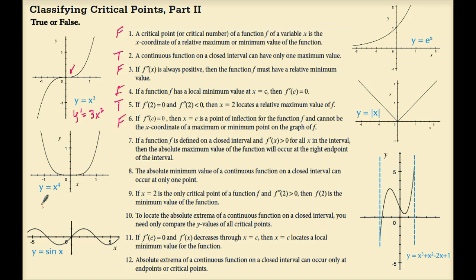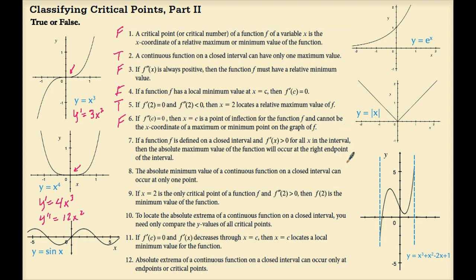Notice the function y equals x to the fourth. The first derivative, 4x cubed. The second derivative, 12x squared. If we set the second derivative equal to 0, we get a possible point of inflection at 0. But notice it isn't a point of inflection. Furthermore, it's a local minimum value on this function. A better way to state this would be to say, if f double prime of c equals 0, then x equals c is possibly a point of inflection for the function f, and possibly it will be a maximum or minimum point on the graph of f.